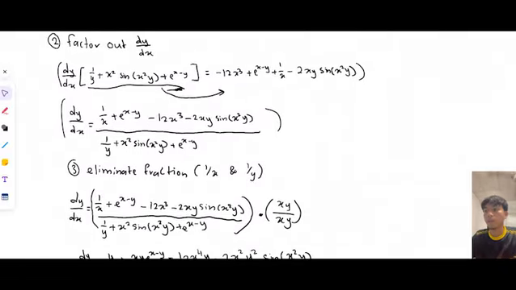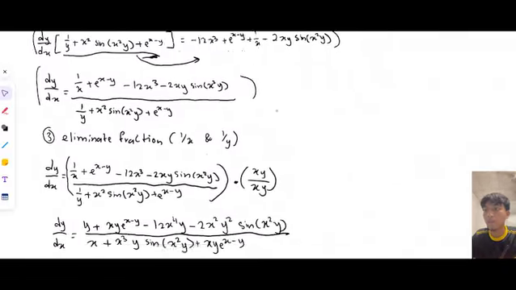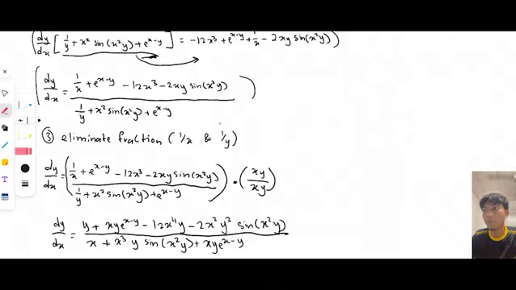So right now we don't have the answer yet because we have 1 over x. When we have 1 over x, this and this, we're going to eliminate it by multiplying by xy over xy. So we're going to multiply with xy over xy. So we will have this equation, and this will be our final answer. That's it.